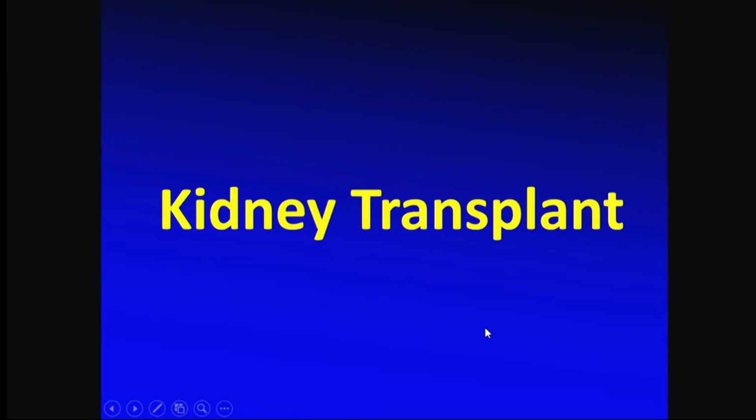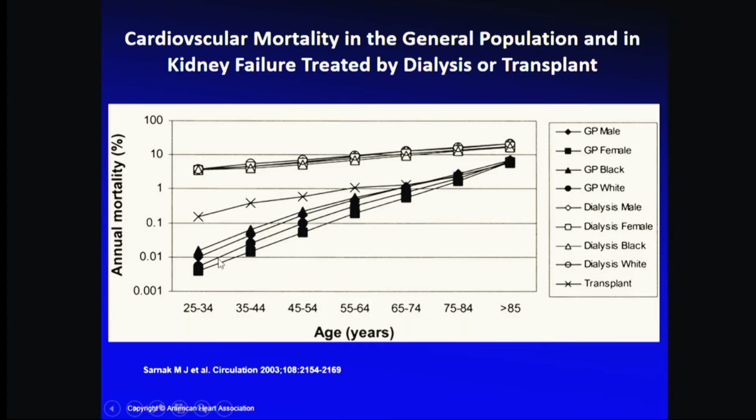So what to do? Well, probably the best thing that we could do right now is a kidney transplant. When we look at kidney transplants, this is the dialysis population, this is the general population, this is the transplanted population. You can see that risk lies between the dialysis and the general population, but it's very close to the general population. So right now, this is the best thing to do for someone with end-stage renal disease in terms of preventing cardiovascular disease.